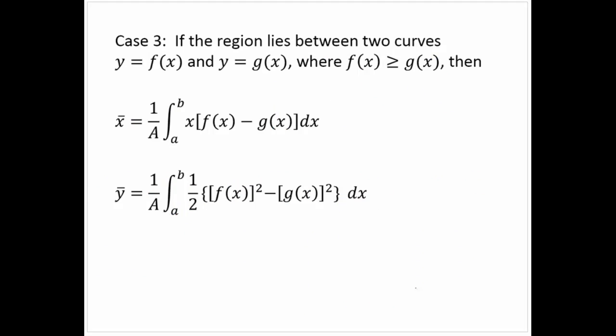If instead we have a region that lies between two curves, f of x and g of x, where we make the assumption that f of x is greater than or equal to g of x, then the centroid is given by x bar is equal to 1 divided by a times the integral from a to b of x times the difference of f of x and g of x dx. And y bar is given as 1 over a times the integral from a to b of 1/2 times the quantity f of x squared minus g of x squared dx. So notice it's quite similar, just have to adjust our thinking a little bit.